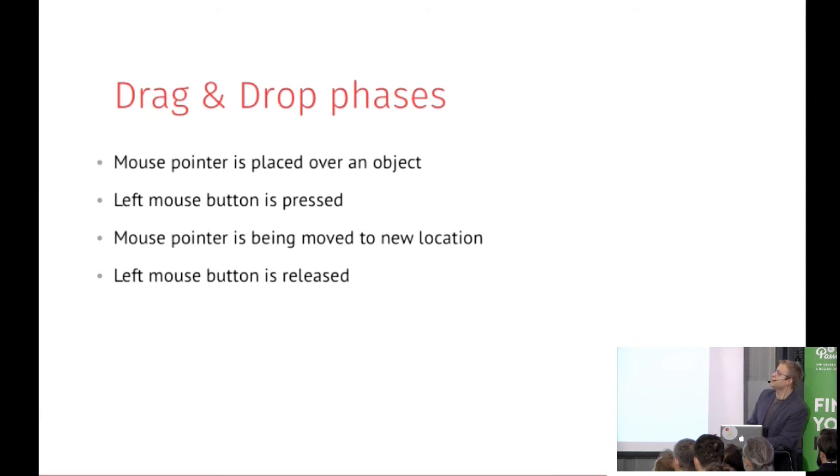Okay, so now we would like the user to be able to drag elements on the graph map. So we'll use the drag and drop feature, and there are 4 phases of when the user interacts with an object using drag and drop. First he moves his mouse pointer over the object. He presses the left mouse button, drags the element somewhere else, and releases the button.